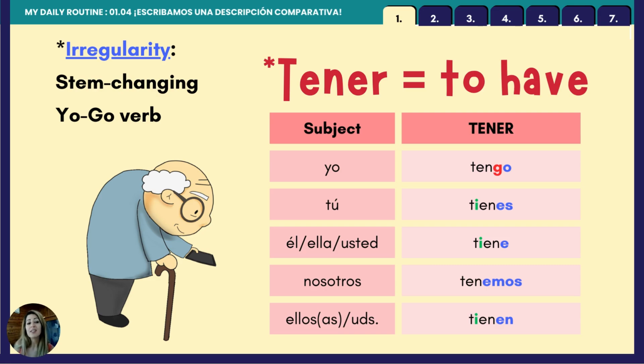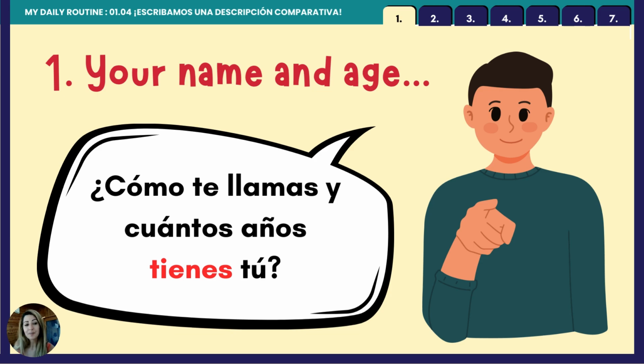The first, because it's a stem changing verb. The E changes to an IE, so the I appears. And the second irregularity, it's a yo-go verb. So in the yo form, a G appears.